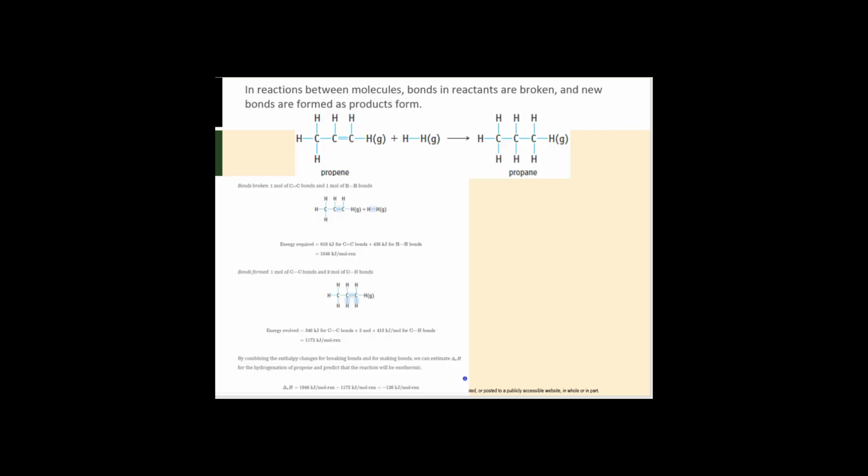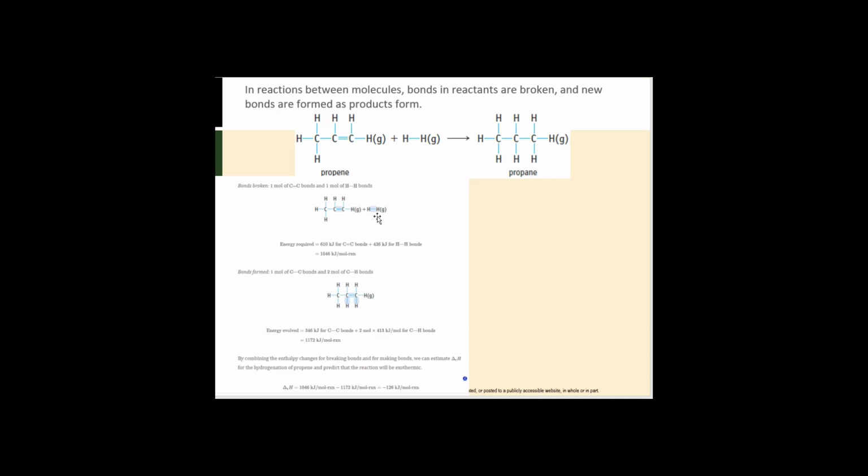Then we can calculate delta H by looking at the sum of whatever bonds were broken minus the sum of the bonds that were formed. Let's look at an example. So we know that bonds in reactants are broken if there's a reaction between molecules, and new bonds are formed as products form. So let's say I have this propene and I'm going to add H2 to get one product.